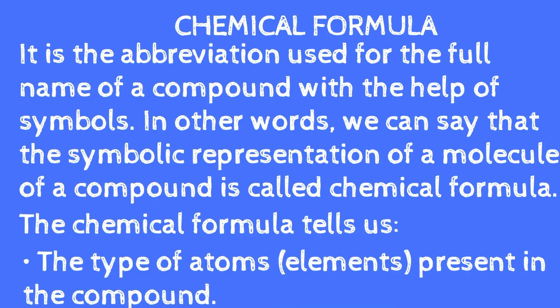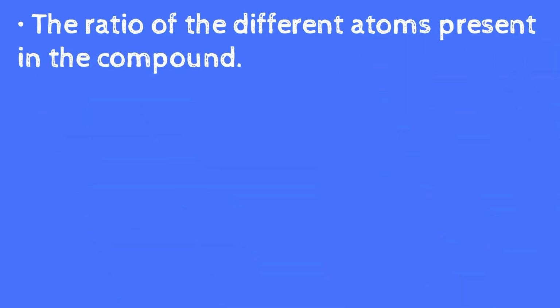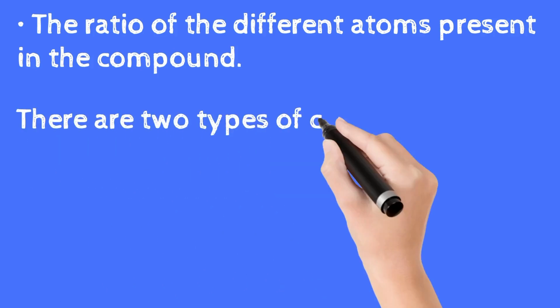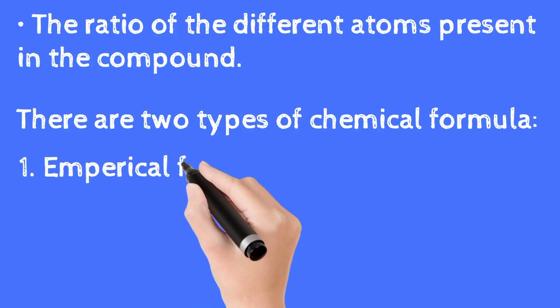It tells us about two things. The first one is the type of atoms present in the compound, and the second one is the ratio of the different atoms present in the compound. For example, the chemical formula of sodium nitrate is NaNO3.